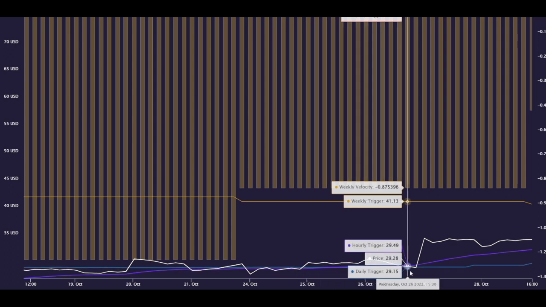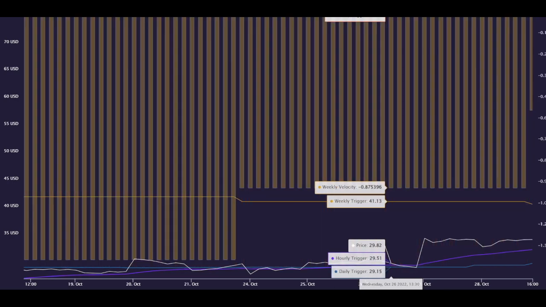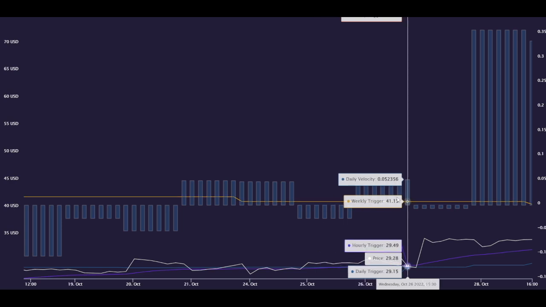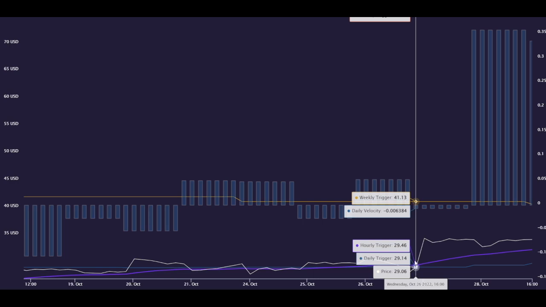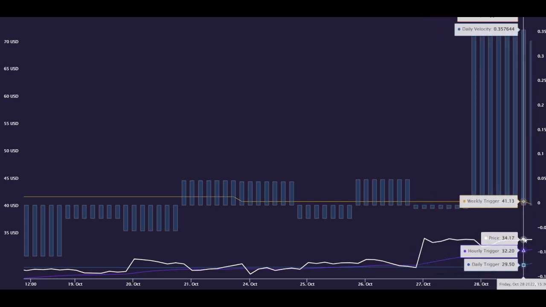Then if there's a counter trend move to the daily trigger, which there was right here, price was 29.06, the daily trigger was 29.14, the daily velocity was positive. Although it wasn't incredibly positive, it told us that we're not going to be super worried that the daily trigger is just going to fall apart and price will just plummet. And then after you had the counter trend move at 29, we'd be sitting pretty at $34, right?